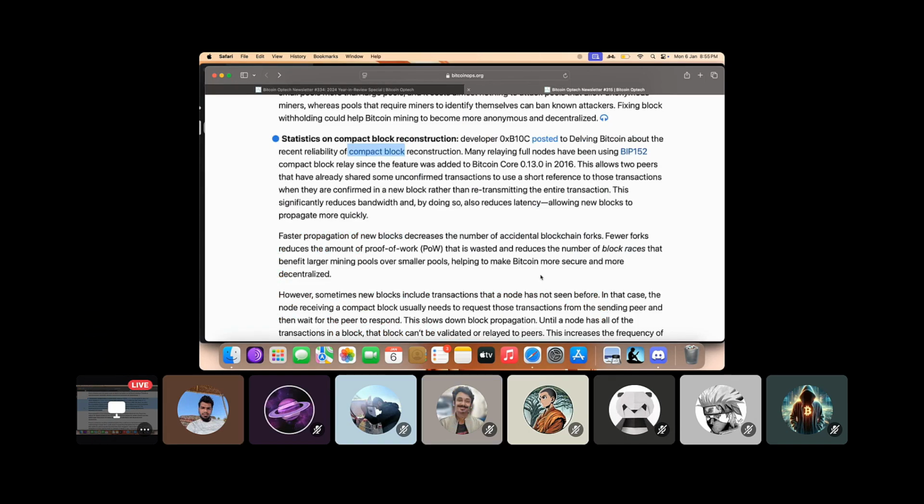So this was happening recently due to a reason. Let's read it. Developer B10C posted to Delving Bitcoin about the recent reliability of compact block reconstruction. Many relaying full nodes have been using BIP 152 compact block relay since the feature was added to Bitcoin Core 0.13.0 in 2016. This allows two peers that have already shared some unconfirmed transactions to use a short reference to those transactions when they are confirmed in a new block rather than retransmitting the entire transaction, right?